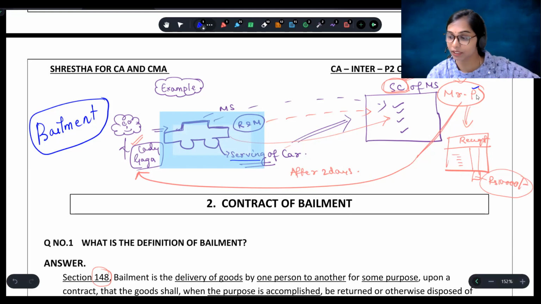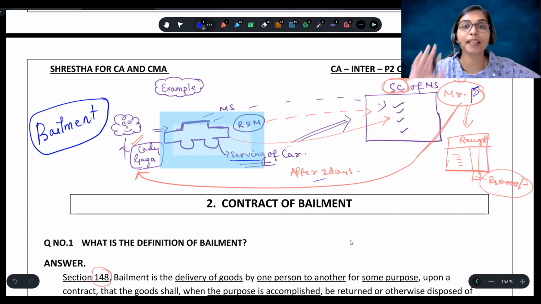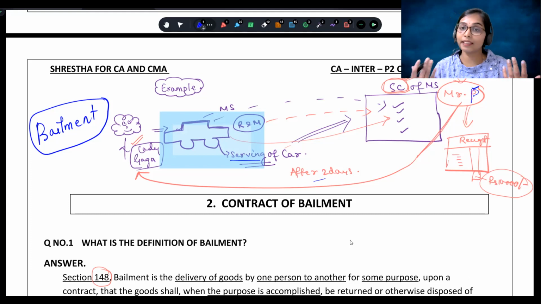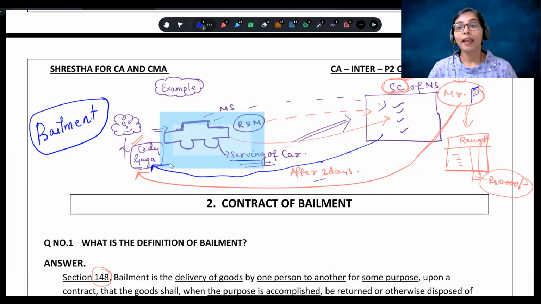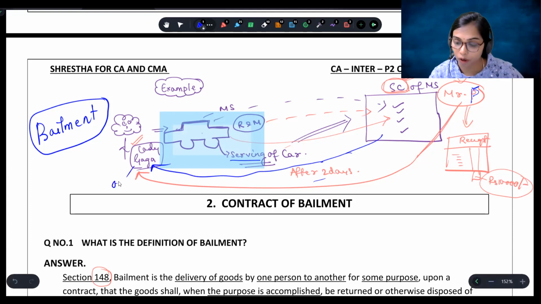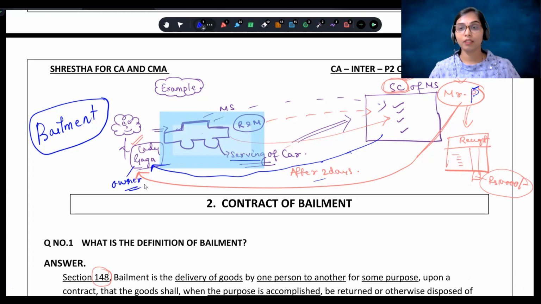See, the service center person, Mr. P, said after 2 days you can come and take back the car, right? And as and when the purpose is accomplished and the servicing is done, the car is returned to Lady Gaga. If not returned also, it will be disposed of according to the owner of the goods, because this is the owner of the goods. As the owner says, it will be disposed of. I think you got this simple, very nice example, right?